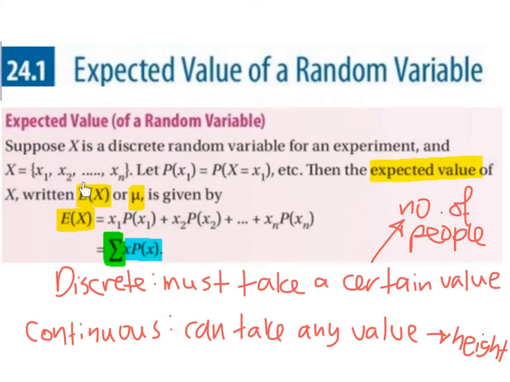written as E(X), or the mean, is given by E(X) equals x1 multiplied by the probability of x1, plus x2 multiplied by the probability of x2, plus up as far as xn multiplied by the probability of xn. So this is equal to the sum of x times the probability of x. This symbol here, sigma, represents sum of, so we add.